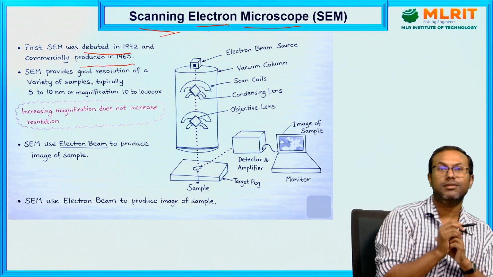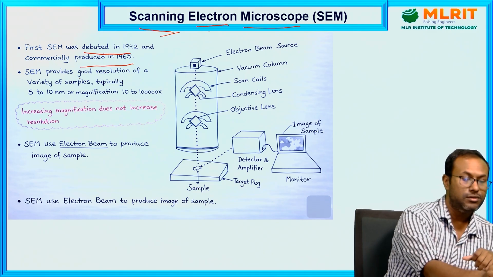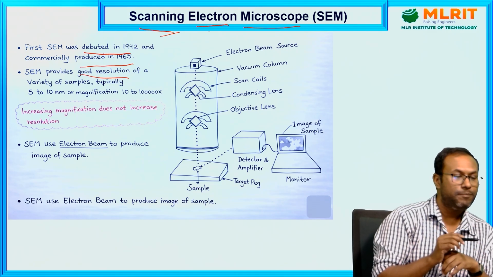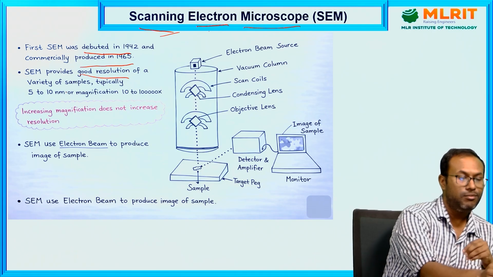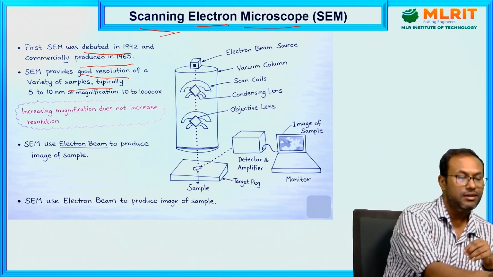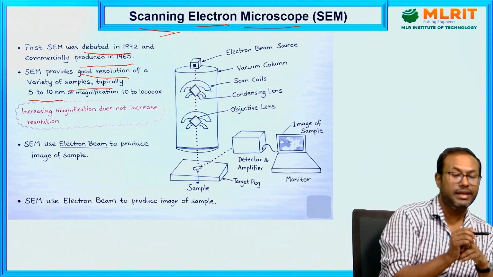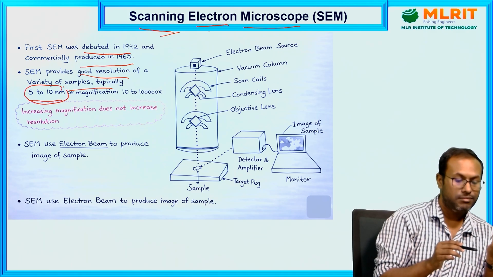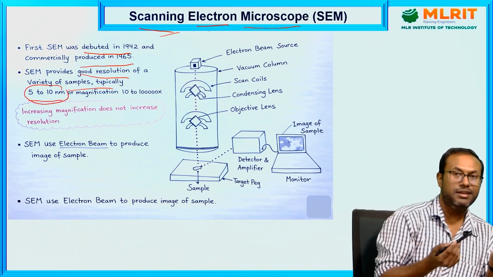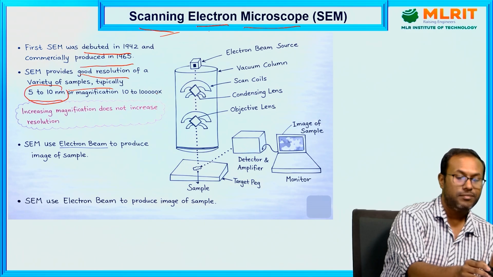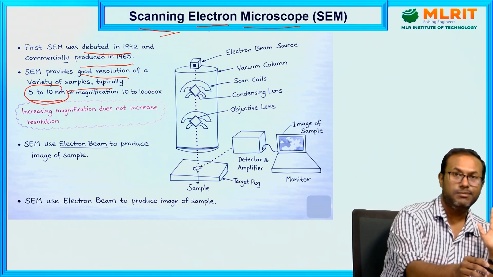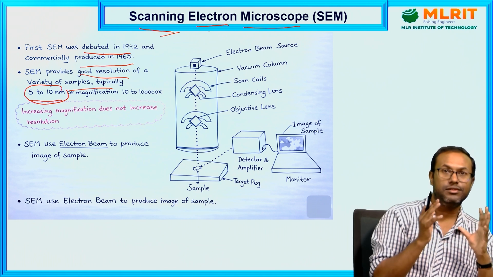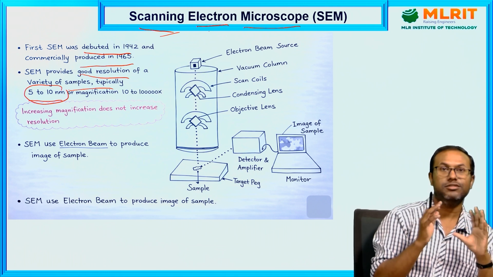Okay, the scanning electron microscope provides very good, high resolution. It is a high resolution microscope for a variety of samples, typically on the order of 5 to 10 nanometers. It is nanometer order particle size, which is magnified 10 to 1 lakh times of this sample. So it gives a very high resolution image of that sample.